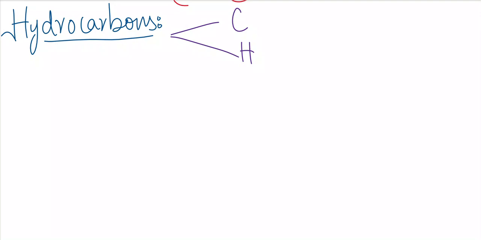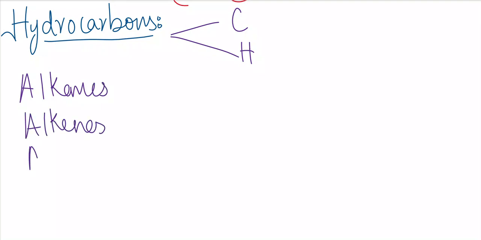So hydrocarbons are the compounds that contain carbon and hydrogen only, and we have the classification of the hydrocarbons. We have some series of hydrocarbons that are present there. First we have alkanes, we have alkenes, and also alkynes.